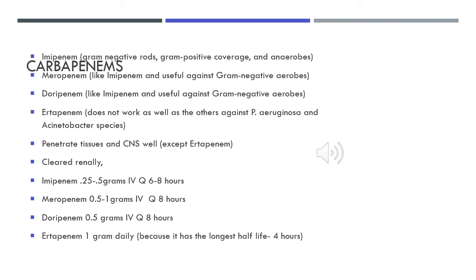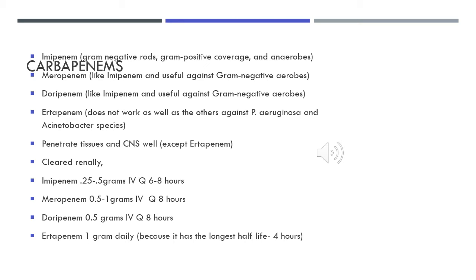Imipenem was the first carbapenem approved for use in the United States. We also now have meropenem, doripenem, and ertapenem. I tried to break down the basics of each of these. Imipenem is good for use against gram-negative rods, gram-positive coverage, and anaerobes. Meropenem is similar to imipenem, and it's also useful against gram-negative aerobes. Doripenem is also like imipenem in its usefulness, and it's also useful against gram-negative aerobes.